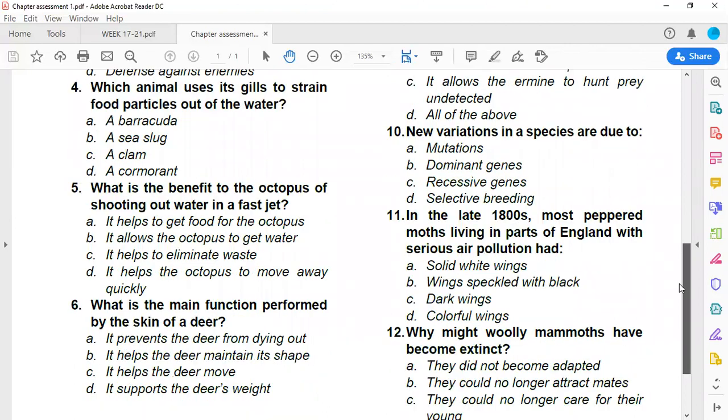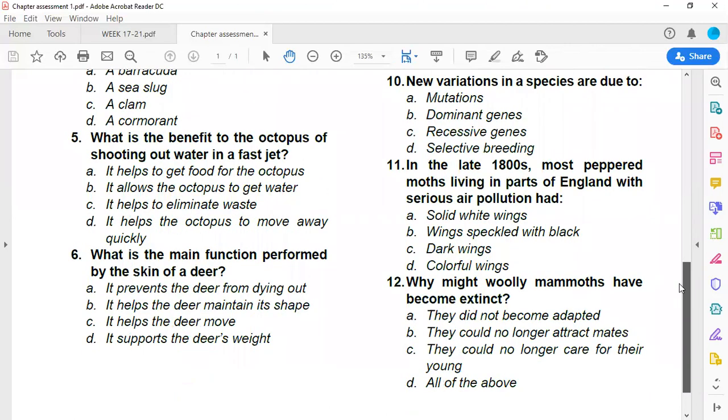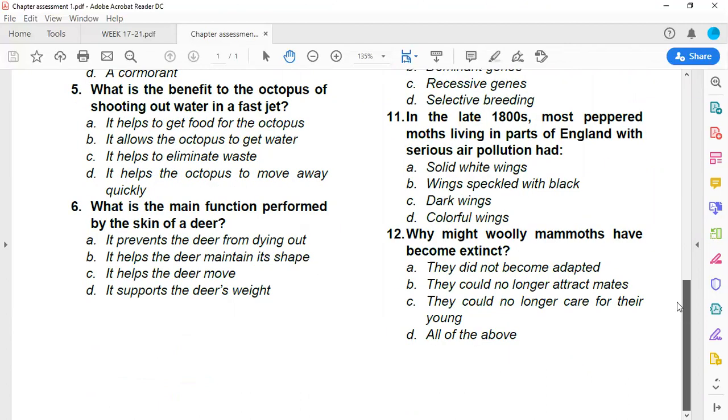For number 11, it's going to be letter C. And for number 12, it's going to be letter A. So I hope you guys like this video, and I hope this video is going to help you out fixing your mistakes or making sure that you have all the answers correct, because like I said before, this is going to be an evaluation later on.